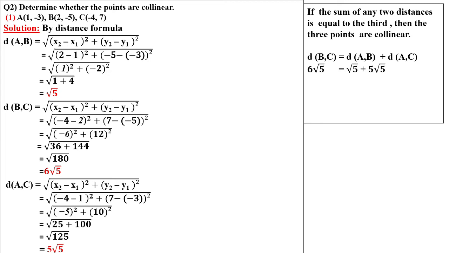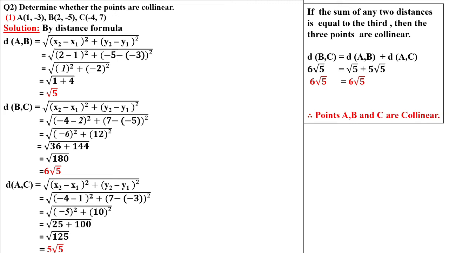So under root 5 is common. 5 plus 1 became 6. Under root 5 is common, outside in the AB value is 1 and in the AC value is 5. So 1 plus 5 became 6. So both sides are equal. It means the points A, B and C are collinear.